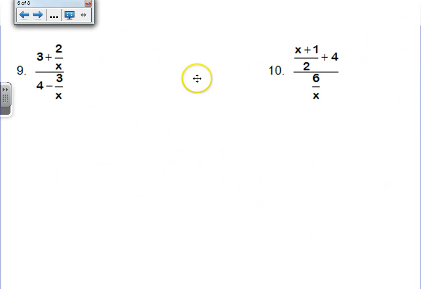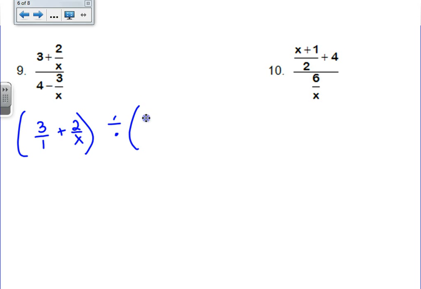Okay, these are complex fractions, and the reason they're complex is because it's a fraction inside of another fraction. So the first thing I would like you to do is, instead of having it as a vertical division problem, let's rewrite it as a horizontal division problem. So the first one, I'm going to write it as 3 over 1, plus 2 over x, and we're going to divide it by 4, which I'm going to write as 4 over 1, minus 3 over x.